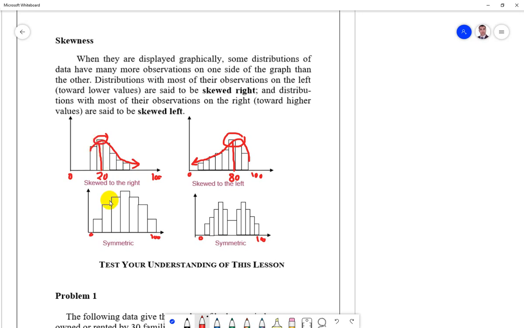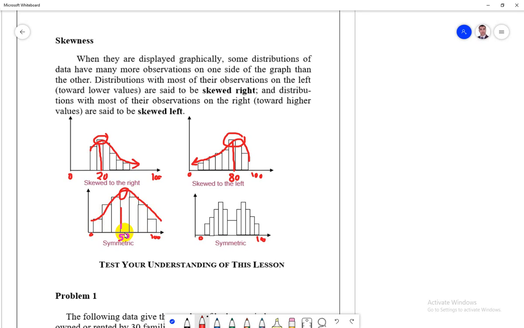Now the optimal situation, in some cases, is to find a symmetric distribution. Symmetric means you have the highest frequency at the middle level, around 50. So what you can observe is that you have a few values that are small, a few values that are high, and then most of the values are at the medium level.